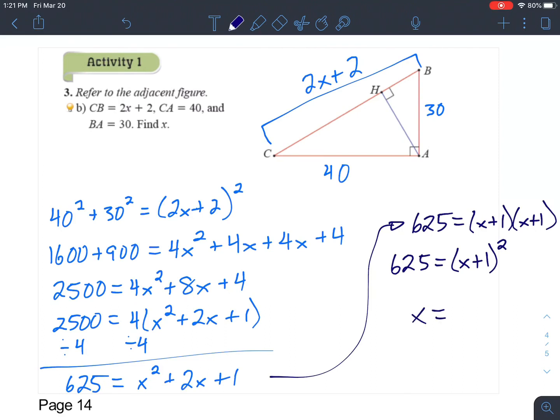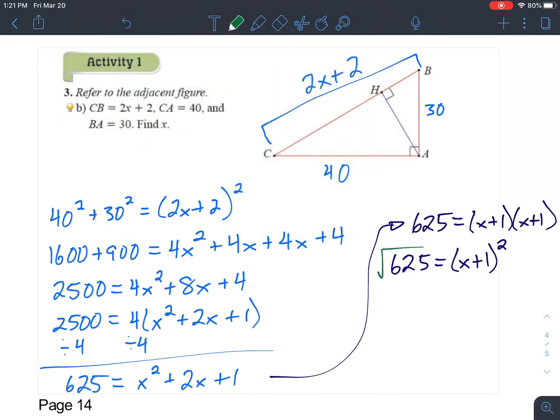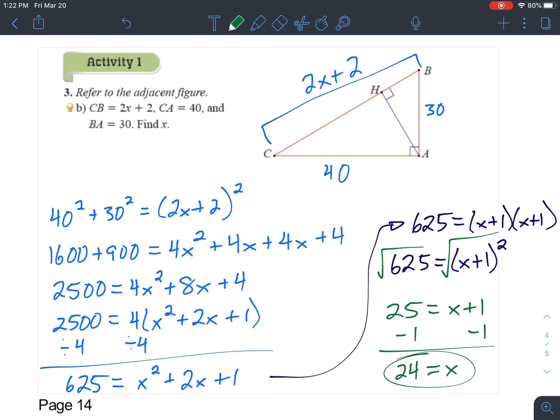Now we cannot say x is equal to negative 1. That's only when this is equal to 0. Right now it's equal to 625. So then we're going to take the square root of both sides. And we get 25 equals x plus 1. And then we just have to subtract 1. There we go. And we get 24 is equal to x.